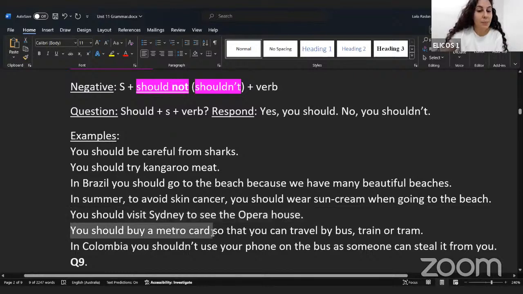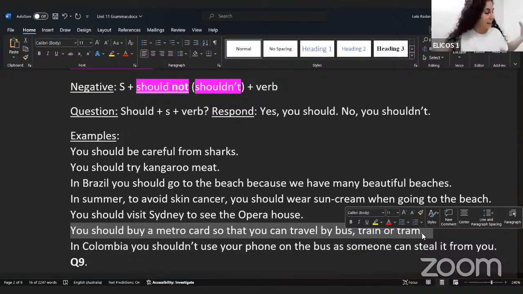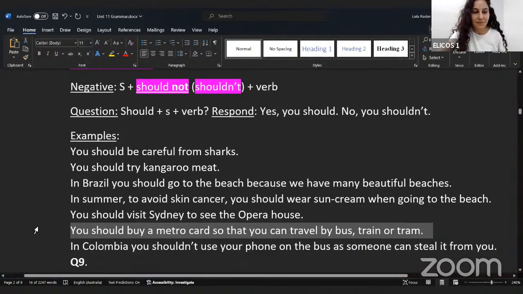You should buy a metro card so that you could travel by bus, train, or tram. Okay, so I'm giving someone advice. How can they travel in the city? I tell them, well, you should buy a metro card. It's really important. It's the same as saying you have to.